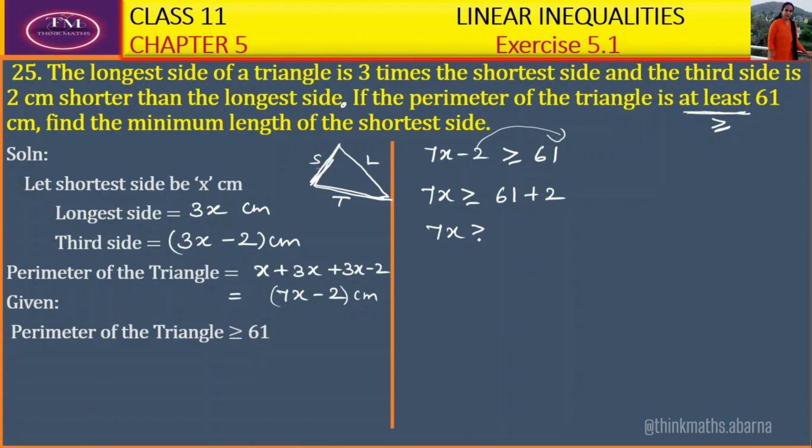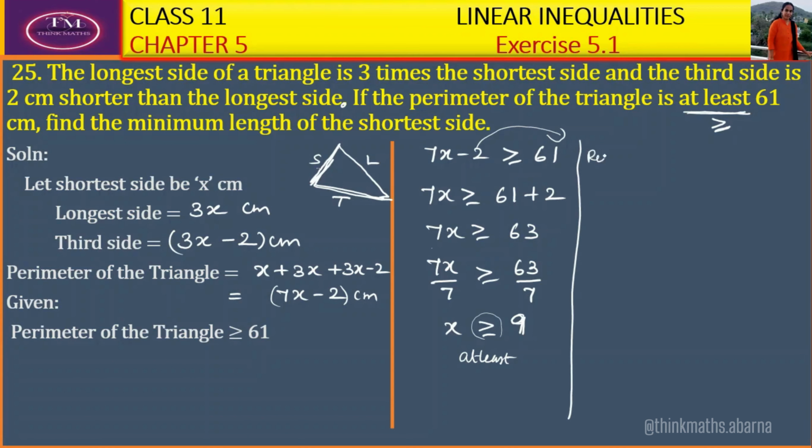So 7x greater than or equal to 63. Dividing by 7 on both sides, 7x by 7 greater than or equal to 63 by 7. So x greater than or equal to 63 by 7 is 9. So this means x greater than or equal to means it is at least. That is minimum length. Who is x? X is the shortest side. So minimum length of the shortest side should be 9. It can be more than that but minimum value should be 9.